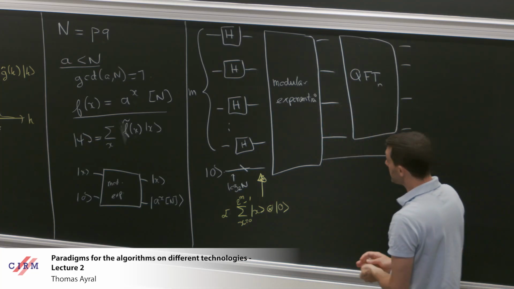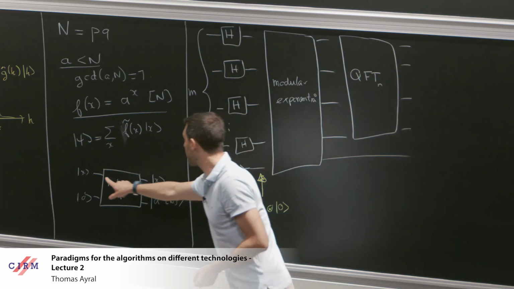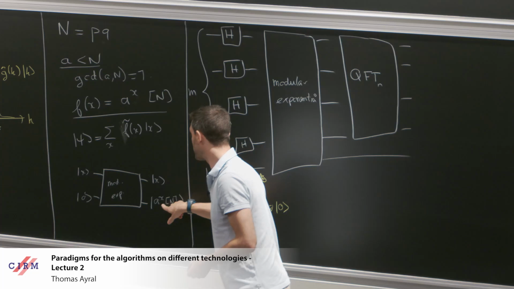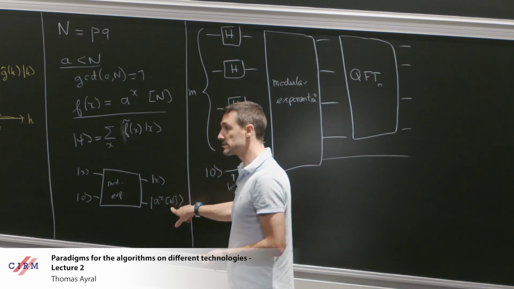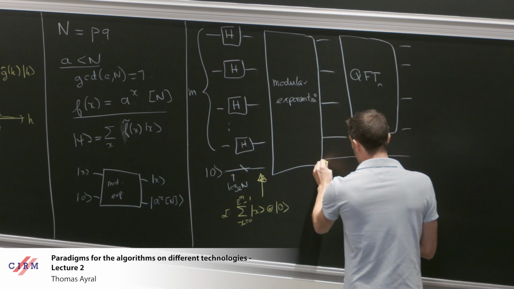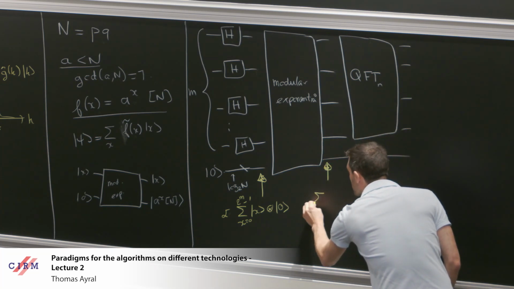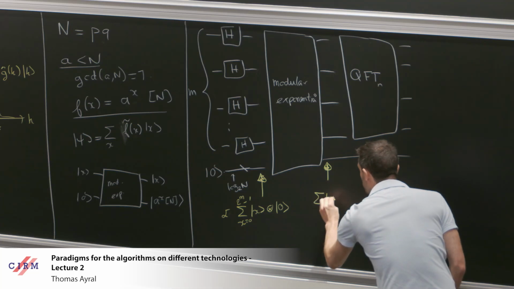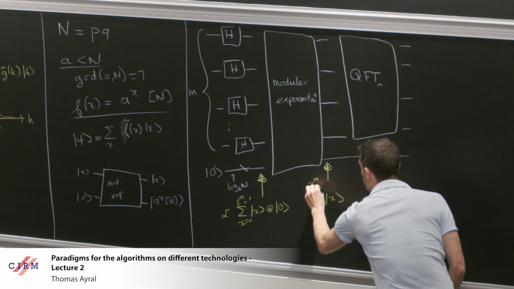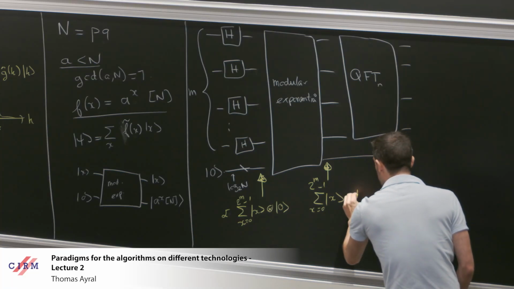Now, let's look at what this box does. So what this box does is that if I have an input x, then I'm going to still have x here, but I'm going to put a to the power x modulo n in the register at the bottom. So let's apply this rule. Then I'm going to see that I have sum over x from 0 to 2 to the m minus 1, x tensor, and I'm going to call it f of x.